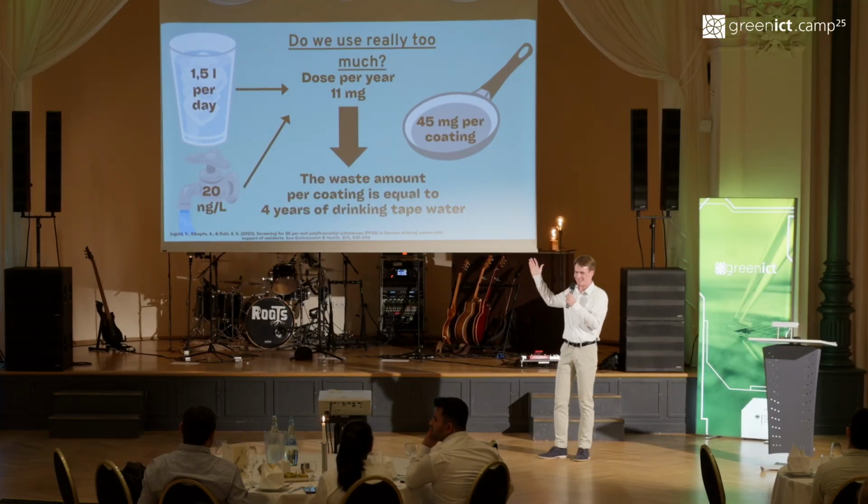So if we compare it, for example, to the total production in the world of fluorinated chemical substances, of course, the first one to think about is Teflon, so the fluoropolymers. The total production is in the kiloton range. So really, this is nothing.